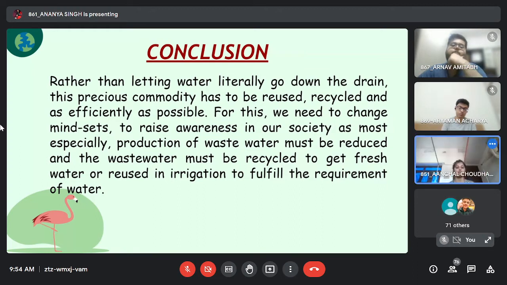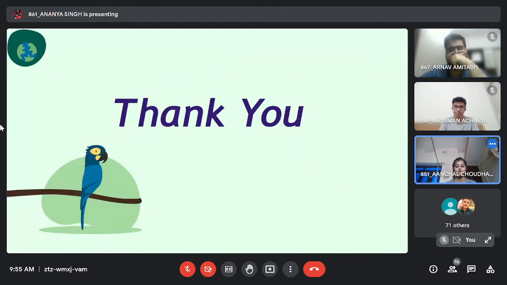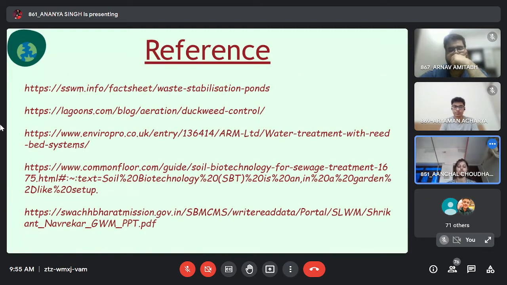Thank you, Arnav. So, as our team says, rather than letting water literally go down the drain, this precious commodity has to be reused, recycled, and used as efficiently as possible. For this, we need to change mindset to raise awareness in our society, as most especially the wastewater produced must be reused and recycled to get fresh water or reused in irrigation to fulfill the requirements of water. Thank you. And this is the reference.